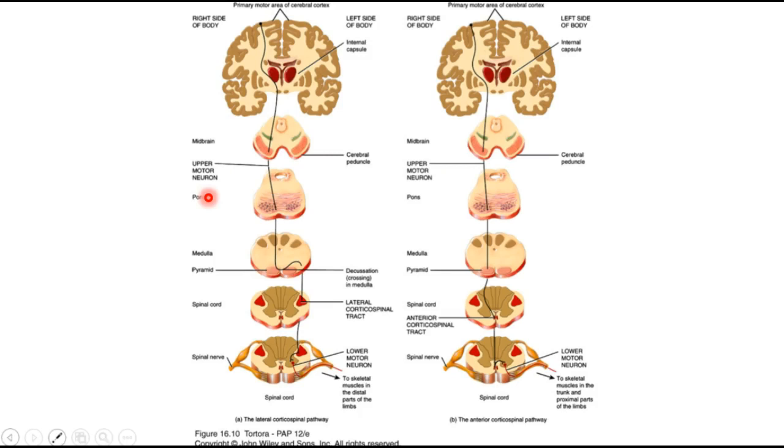So there's only two neurons in this circuit. So sometimes instead of calling them first order, second order, primary, secondary, we just refer to an upper motor neuron, which is always starting in the primary motor cortex, and a lower motor neuron, which always starts in an anterior gray horn.